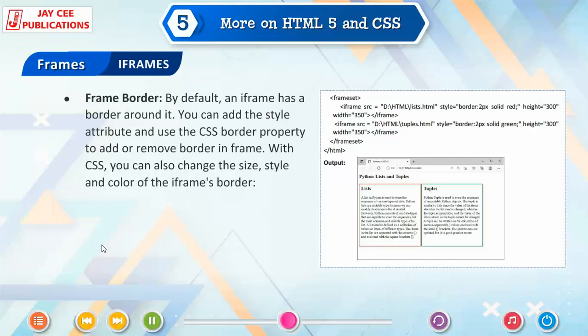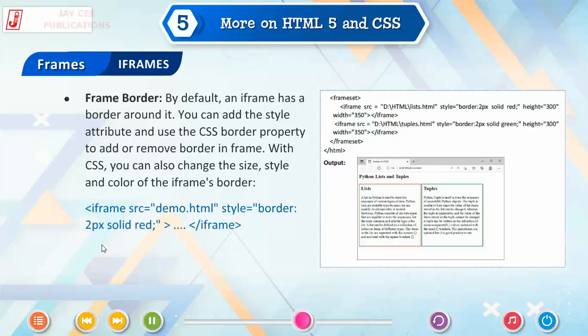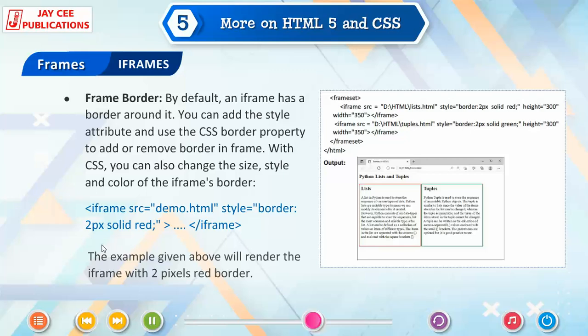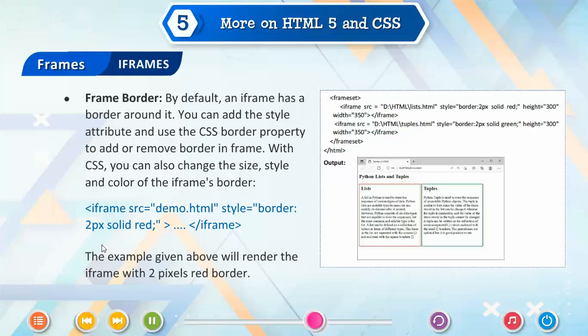Frameborder. By default, an iframe has a border around it. You can add the style attribute and use the CSS border property to add or remove the border of a frame. With CSS, you can also change the size, style and color of the iframe's border. Open iframe tag src is equal to demo.html in double quotes, style is equal to border: 2 pixels solid red; in double quotes, close iframe. The example given above will render the iframe with a 2 pixels red border.